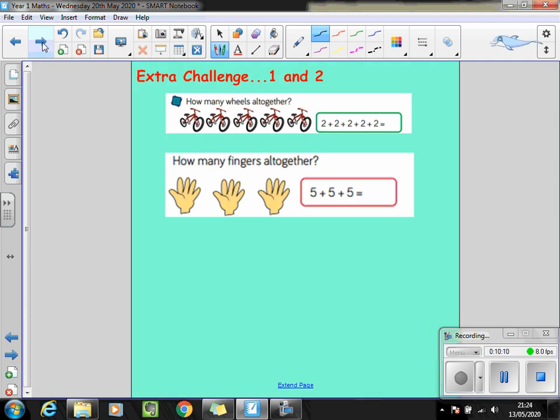For those of you who want to push yourself a bit further and challenge yourself, I've got some extra challenges for you. Extra challenge 1 and 2. How many wheels are there altogether? You've been given an addition sum to help you here. Think about what you're counting in to find out how many there are altogether. Question 2, how many fingers are there altogether? Again, we've got a nice abstract image and we've got an addition sentence to help you think about what you need to count in and what that's represented as when you add.